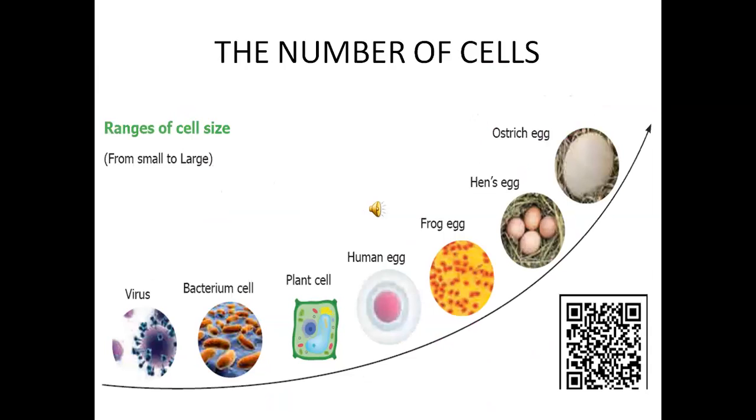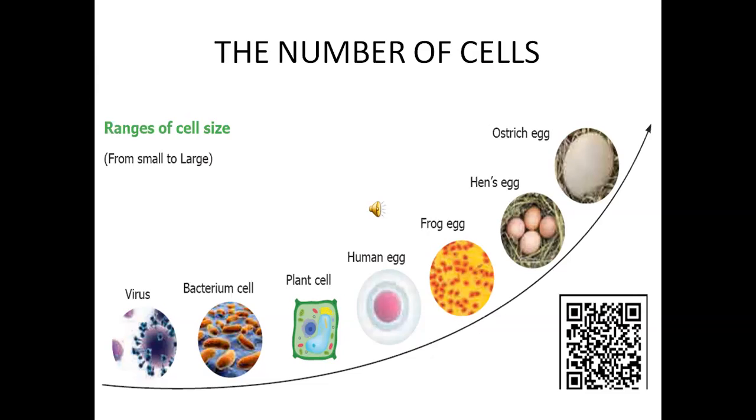The number of cells. The number of cells present in different organisms may vary. Organisms may be either unicellular or multicellular. Organisms such as bacteria, amoeba, chlamydomonas and yeast are unicellular. They have only one cell. On the other hand, organisms such as Spirogyra, mango and human beings are multicellular, that is, made up of a few hundred to millions of cells.